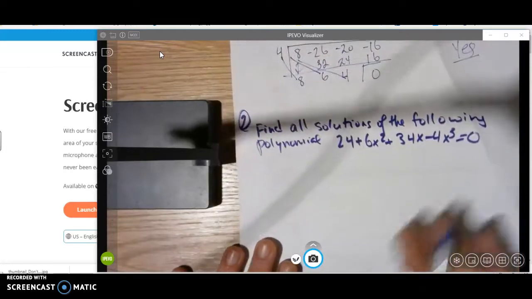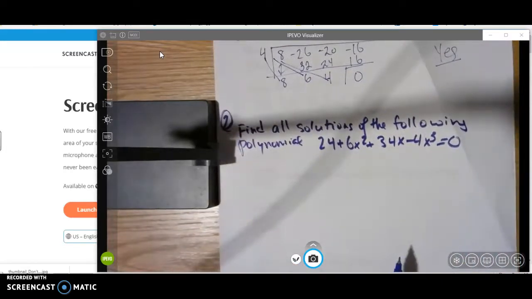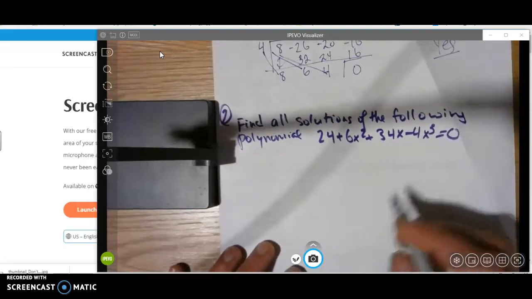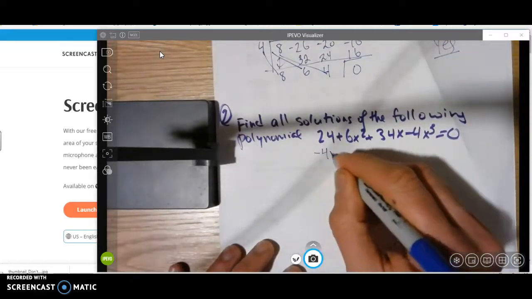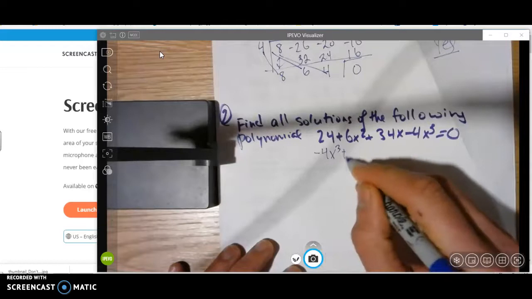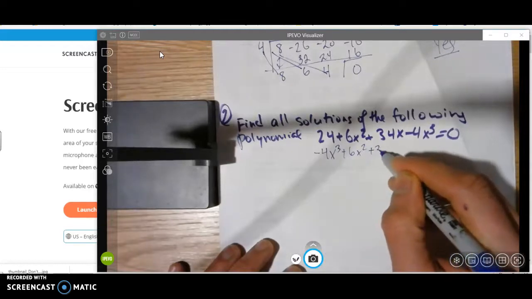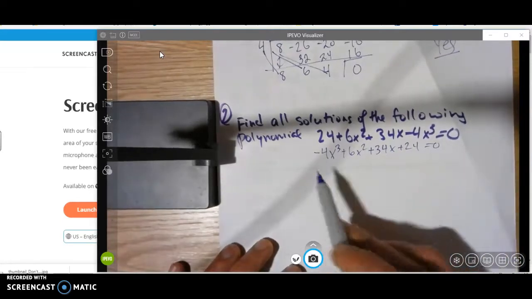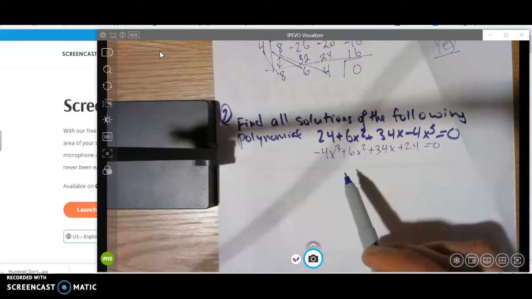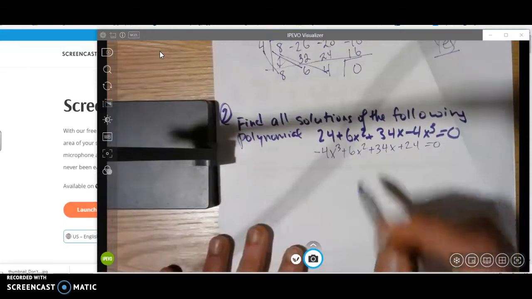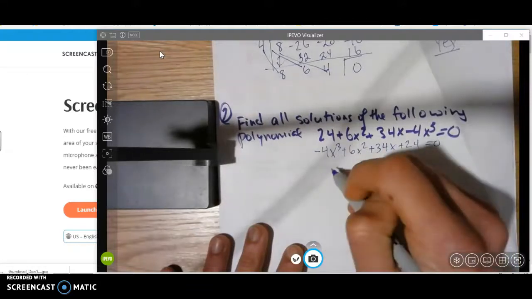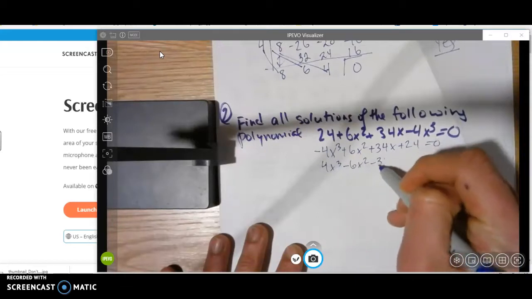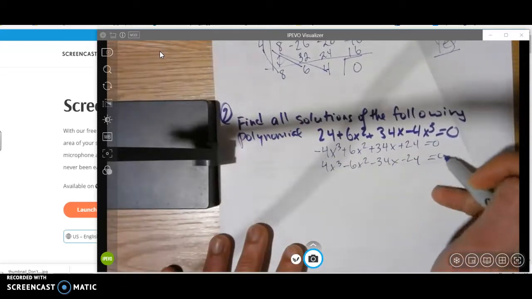Okay, number 2. Number 2 wants us to find all the solutions for the following polynomial. Well, the first thing we have to do is rewrite this polynomial in proper order, in descending exponential order. Then you want to get rid of this negative right here, otherwise you'll never have upper and lower bound for that. It's a good habit to have a leading coefficient be positive. So that means I'll make it 4x cubed minus 6x squared minus 34x minus 24 equals 0.